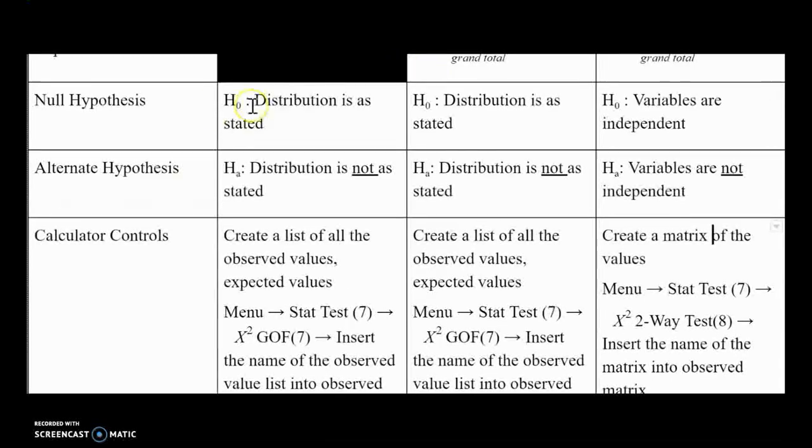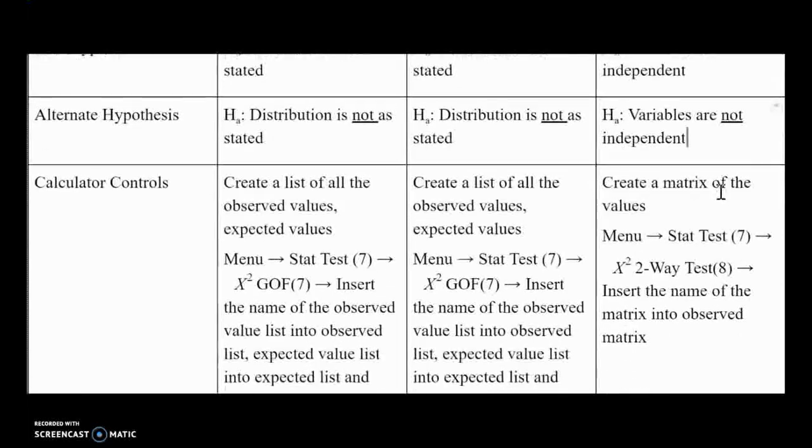Fit and homogeneity, these are your null and alternate. The distribution is as stated, the distribution is not as stated. For independence, the null is that the variables are independent and the alternate is the variables are not independent. Now in the previous video, I may have mentioned why we don't say they are dependent, because just because you're not independent does not mean you're dependent. You could just be independent but not dependent on anything. You could just be two coexisting trials or whatever.